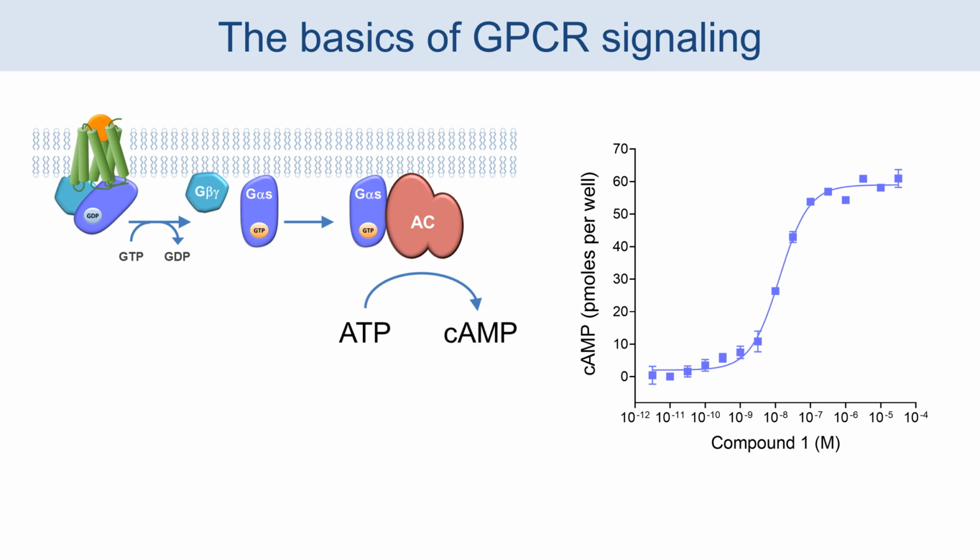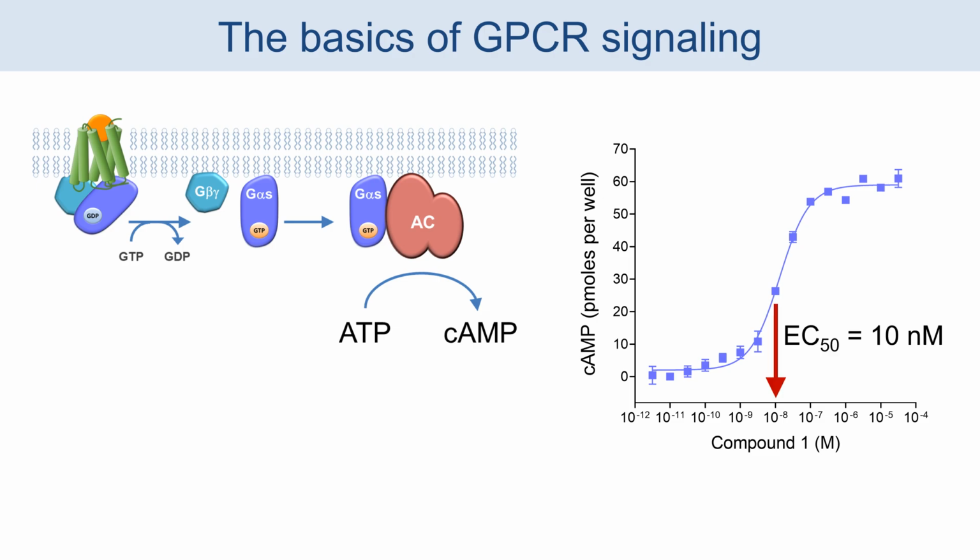Here we have the concentration response curve for the agonist for generating cyclic AMP. In this familiar experiment, we titrate the agonist compound on the x-axis and plot the resulting cyclic AMP concentration on the y-axis. The concentration response curve is defined by the familiar sigmoid curve when the agonist concentration is on a log scale.